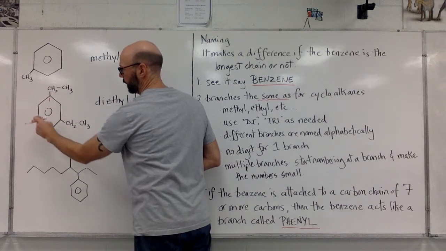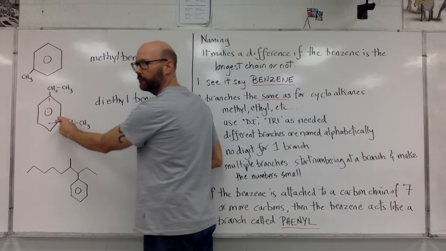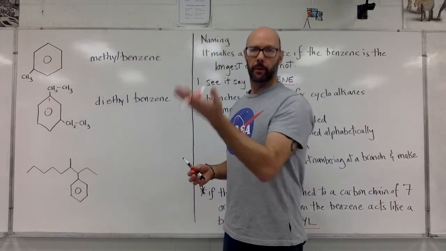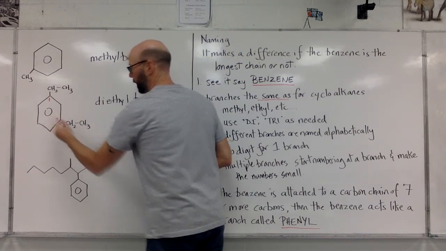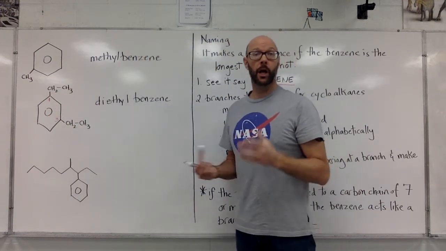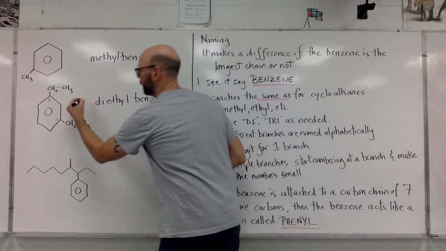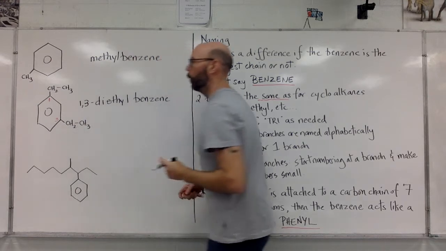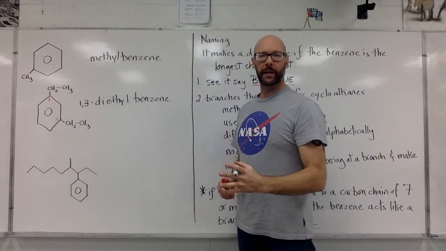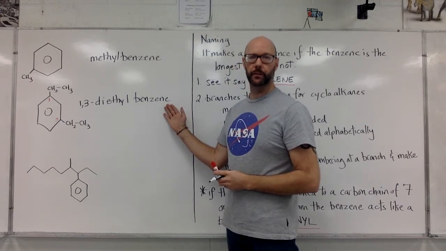If we go counterclockwise, we have carbon number 1, 2, 3, 4, 5. We would have a 1 and a 5. But if we go in the clockwise direction, we get 1, 2, 3. This branch is on the 3rd carbon. Now clearly, 1 and 3 is smaller than 1 and 5. That's what we have to go with. This is 1,3-diethylbenzene. The dominant structure is benzene, a 6-carbon ring with a circle in the middle.